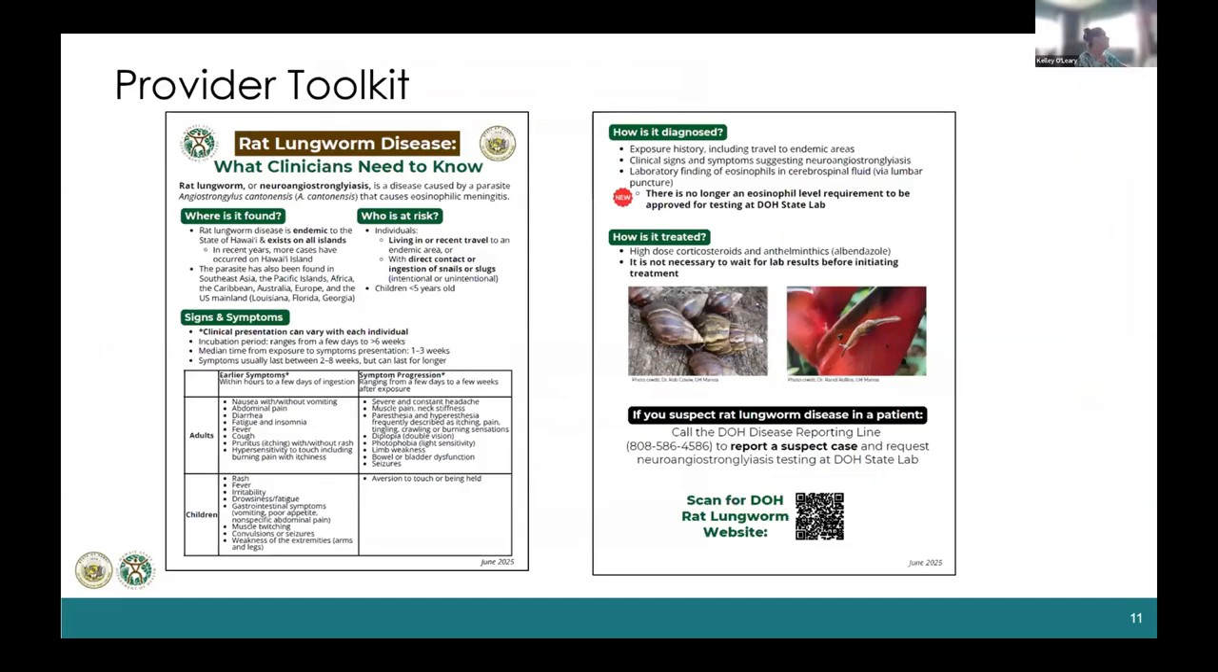So we developed, just to help increase awareness for providers, part of the provider toolkit included a couple new resources. This one is really reminding folks it's here in Hawaii, it's everywhere, it's not going away. And essentially we're all at risk. If we live in Hawaii, we're at risk for rat lungworm. Prevention. We wanted to bring forward signs and symptoms for those providers.